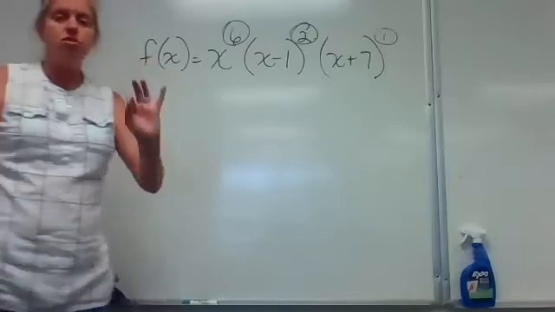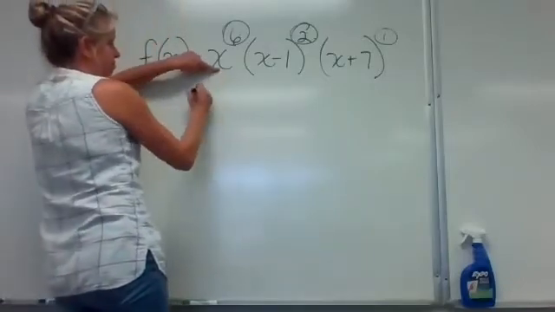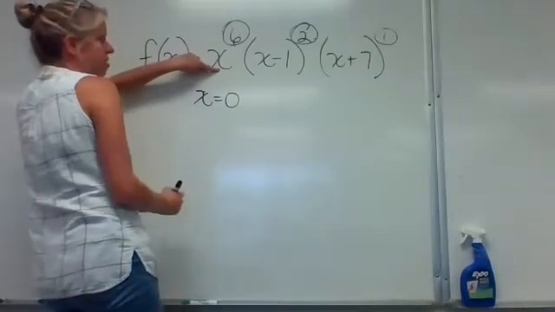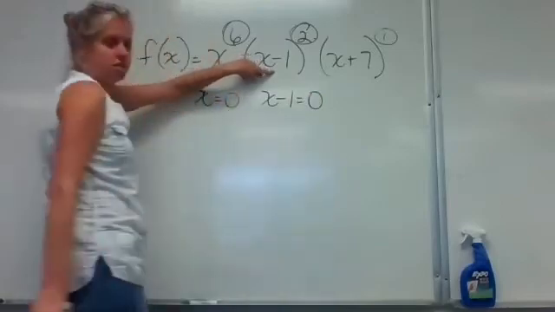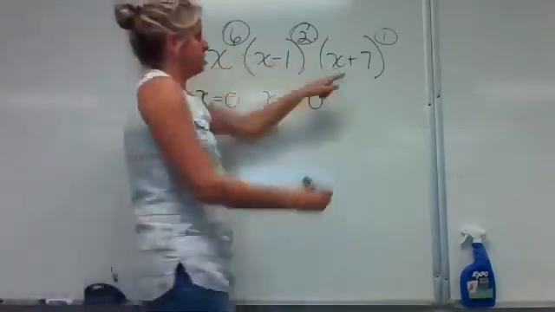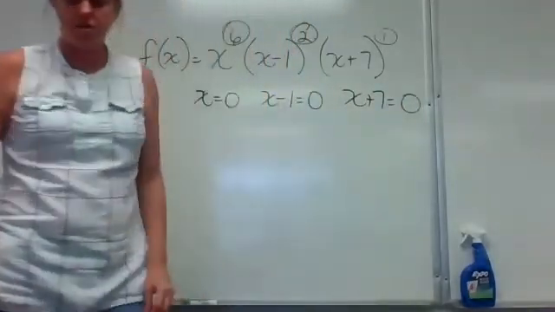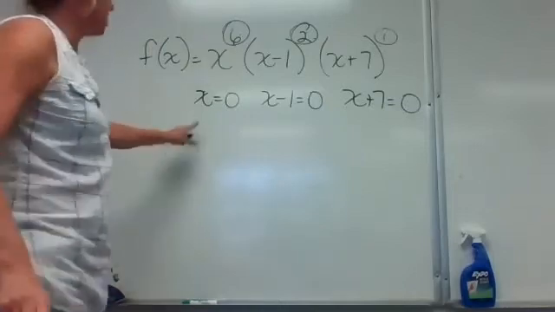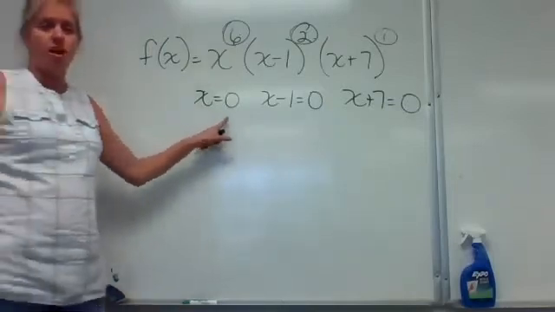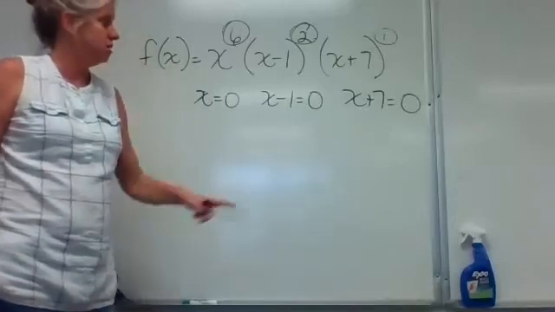So what you want to do to find the zeros is set each of the factors equal to 0. So this one, set it equal to 0. This factor, which is x minus 1, set it equal to 0. And in this one, x plus 7, set it equal to 0. Solve them for their x's. This one's nice. It's already solved, right? x is already by itself. So 0 is one of the zeros.